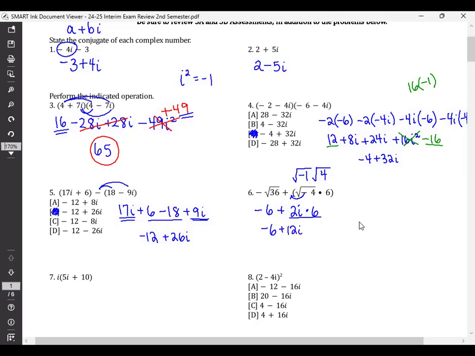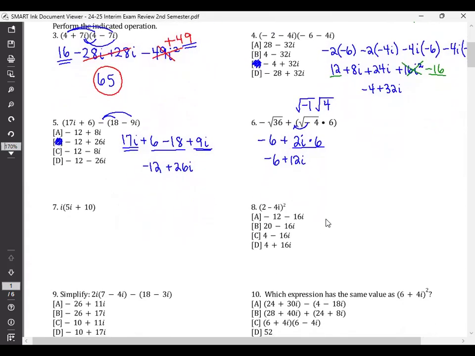Number 7, multiplication problem, but it's excellent. It's a simple distribution problem. So we're going to do i times 5i and i times 10. So 5i times i will be 5i squared. And then i times 10 is positive 10i. But anytime you see that i squared, think about that as being -1.